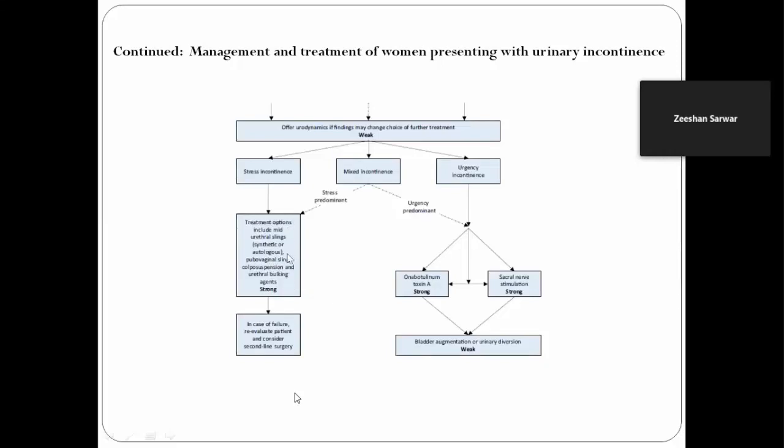And if these all again fail, then the patient moves into the next category, which is complicated, and second-line surgeries are considered. In mixed incontinence, if stress is predominant, treat as stress incontinence. If urgency is predominant, then the treatment options are botulinum toxin and sacral nerve stimulation. And if both fail, then we can go for bladder augmentation or urinary diversion. And in urge incontinence, the same treatment options apply, such as botulinum toxin and nerve stimulation, and later on bladder augmentation or urinary diversion. These are the last treatment options.